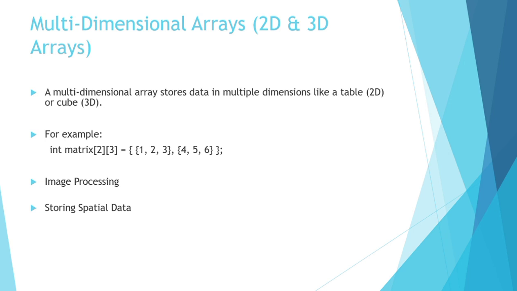In image processing, a two-dimensional array can be used to store pixel intensity values, where each element represents the brightness or color of a specific point in an image. For example, grayscale images can be represented as a matrix where each value corresponds to a pixel's brightness. Similarly, in spatial data storage, three-dimensional arrays can be employed to store geographical coordinates or 3D models, making them useful in applications like computer graphics, scientific simulations, and GIS, geographic information systems. Their structured nature allows efficient manipulation and transformation of complex data sets.